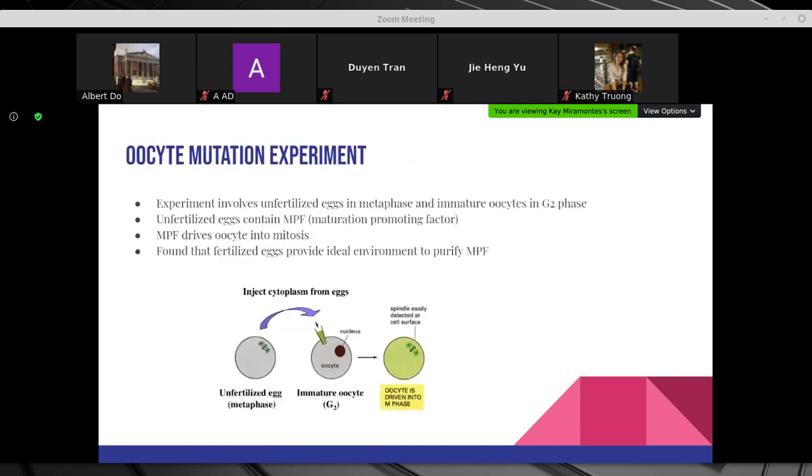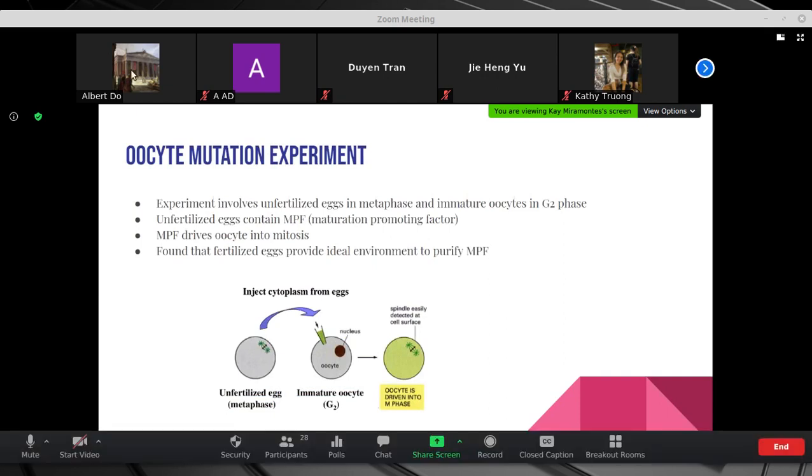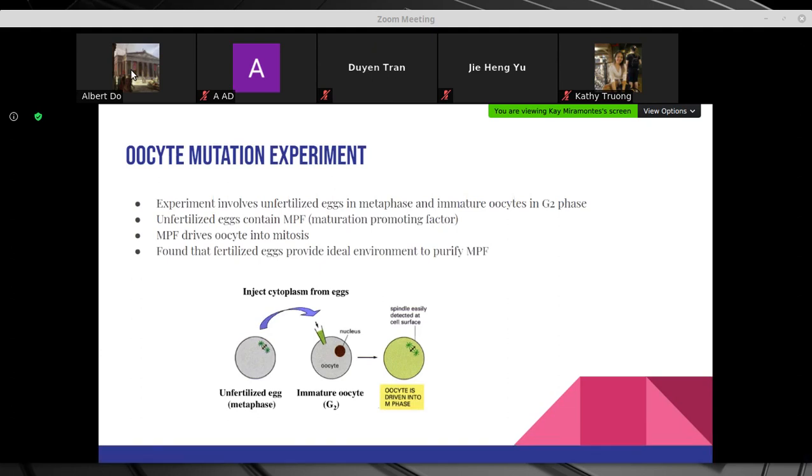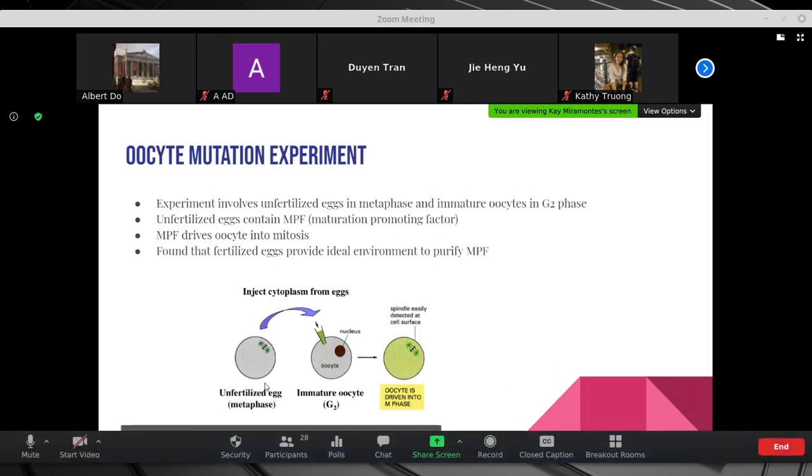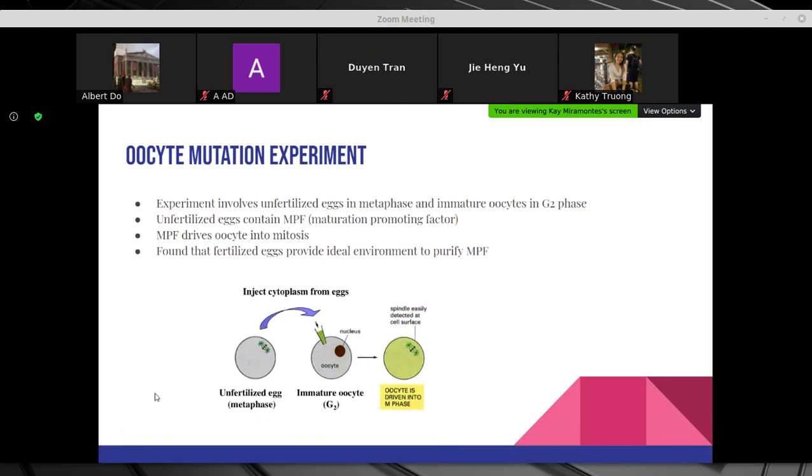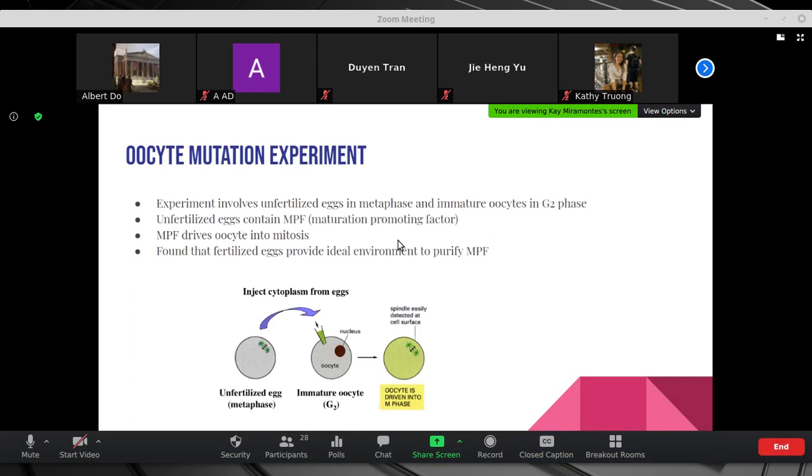So next we'll talk about the oocyte maturation experiments. This experiment was conducted by Yoshio Masui, and it involves the use of synchronized cell division, where the cytoplasm of an unfertilized egg, which is shown on the left, during multiple stages in embryonic development, as you can see here, it's in metaphase, was injected into an immature oocyte egg, which is in the G2 phase of development. And it was found that as a result, spindle formation occurred in the oocyte egg, which is shown by this green egg over here, after the injection of the cytoplasm.